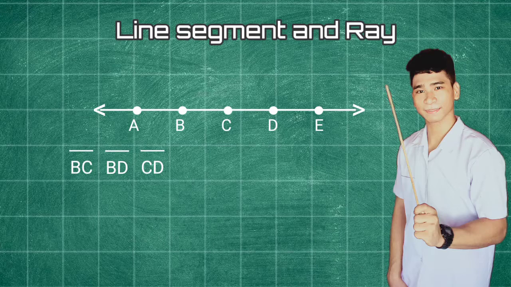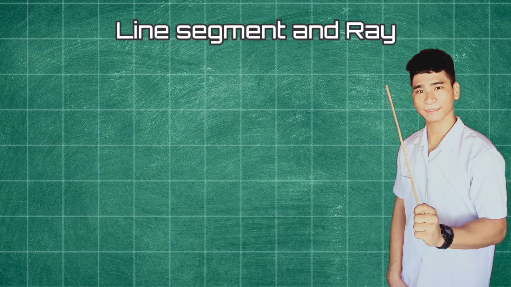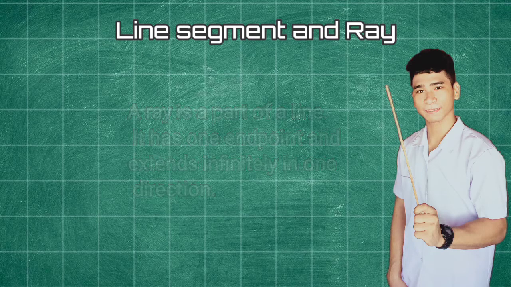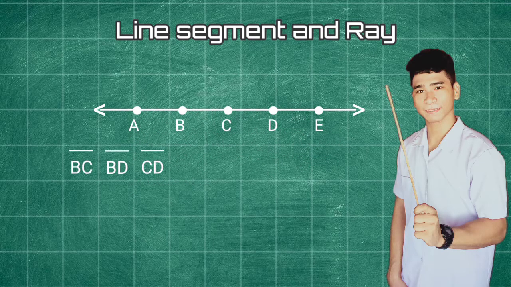How about doon sa ray na tinatawag natin? According to definition, a ray is a part of a line. It has one endpoint and extends infinitely in one direction. So we have the example, point BA. Sa A, tulad ng sabi ko, may infinite sign, which is the arrow.